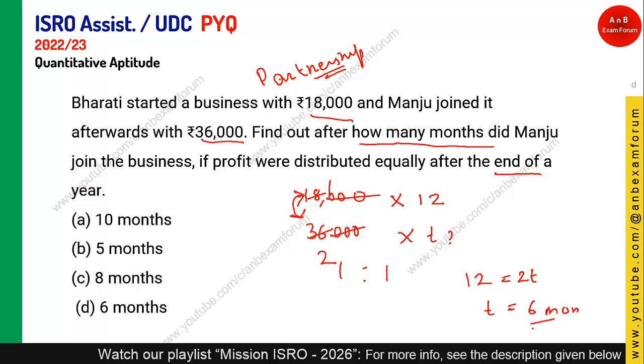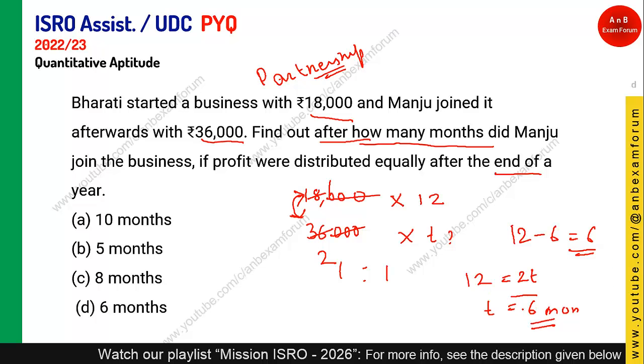But this t is not the correct one. Why? Because he is saying after how many months. So after means this is the time duration for which Manju has joined. So you should subtract 12 minus 6. Although it is coming the same, you should be very careful while solving this question. So it should be 12 minus 6.